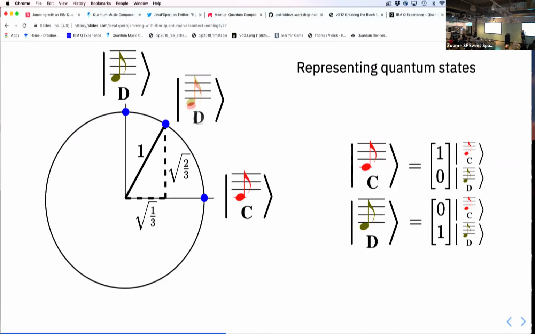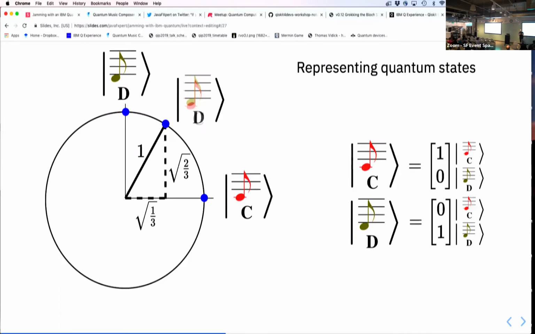As a matter of fact, it's a combination of a particular formula. You know, it's the root of 1/3 C, and it's the root of 2/3 D. And so we can represent it on this unit circle. As a matter of fact, all pure quantum states are going to lie on this unit circle in this two-dimensional vector space. And so we can identify it in a particular place by saying, okay, it's root of 1/3 on the C-axis and root of 2/3 on the D-axis. If we were talking in algebra terms, we would call that simply a linear combination. And we would say that the coefficients are root of 1/3 and root of 2/3.